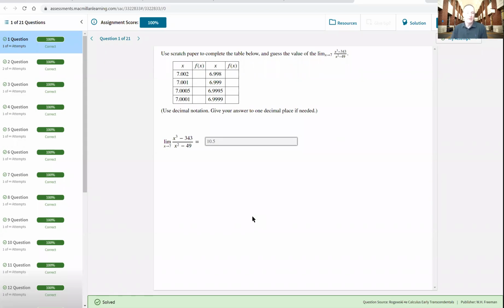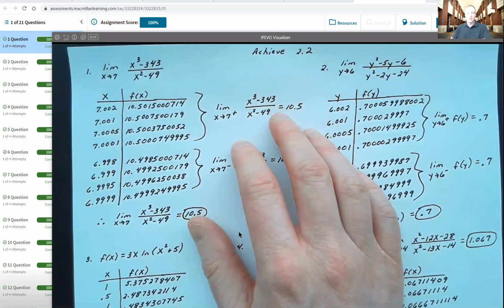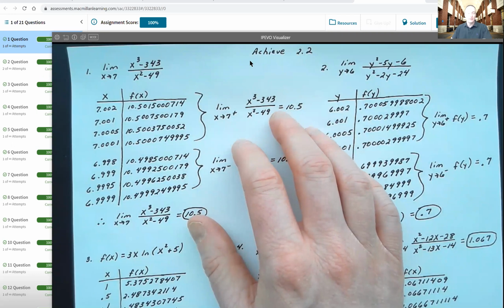Hi guys, we are looking at the section 2.2 homework in this video, and it's unfortunately a very calculator dependent section in trying to develop these concepts of limits. So as I show you my work, I'll also show the calculator as well.